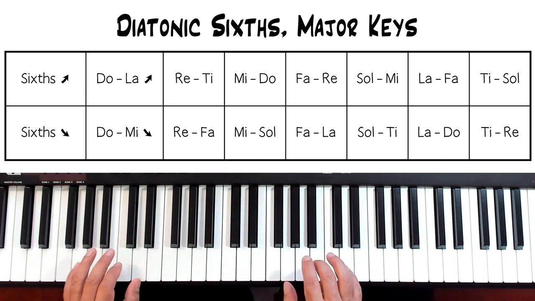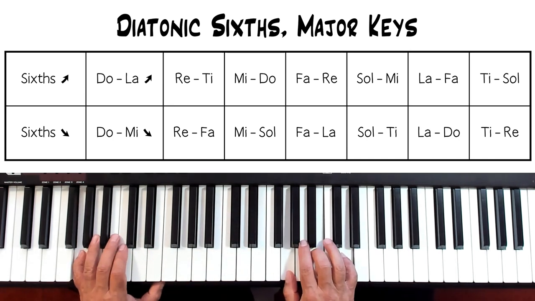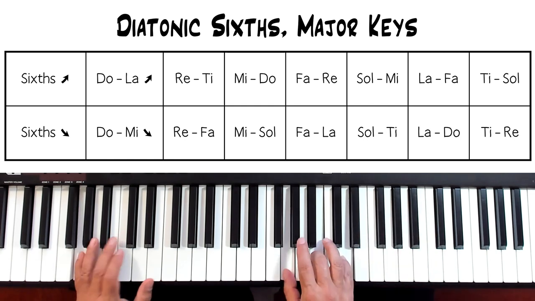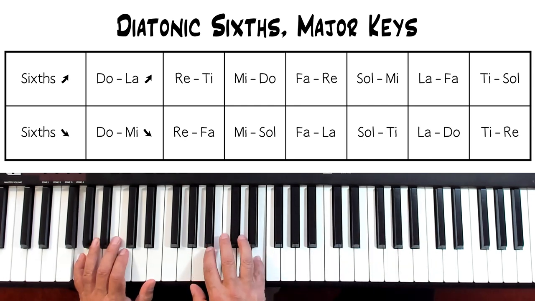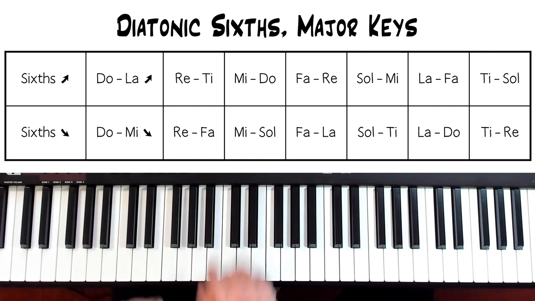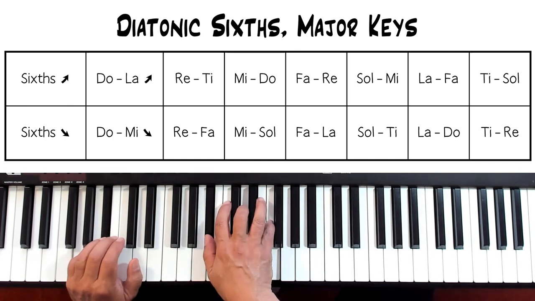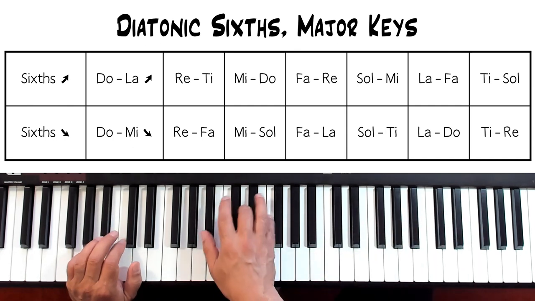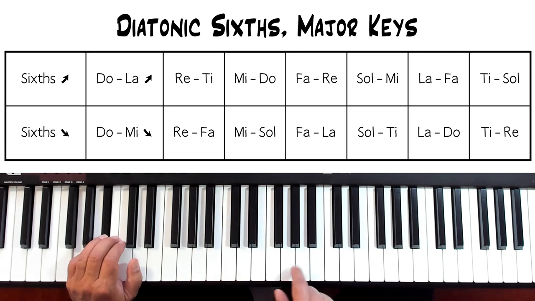And in the key of G, we're gonna sing la, do, descending. La, do. And moving on, let's go to B flat. We're gonna sing the last one, ti, re, descending. Ti, re.